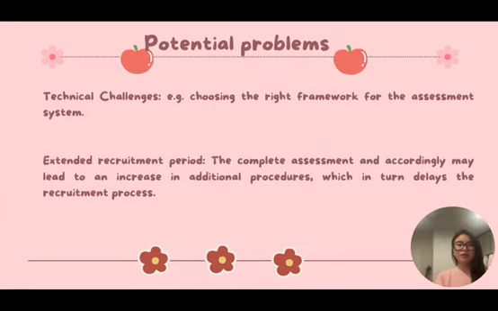Finally, the last part of the first recommendation: potential problems. First of all, the first problem is on the technical side. For example, choosing the right system, framework, and which technology to use to identify quality and development areas. Secondly, longer recruitment times, complete assessment, and the corresponding procedures may lead to an increase in additional costs and delay the recruitment process.